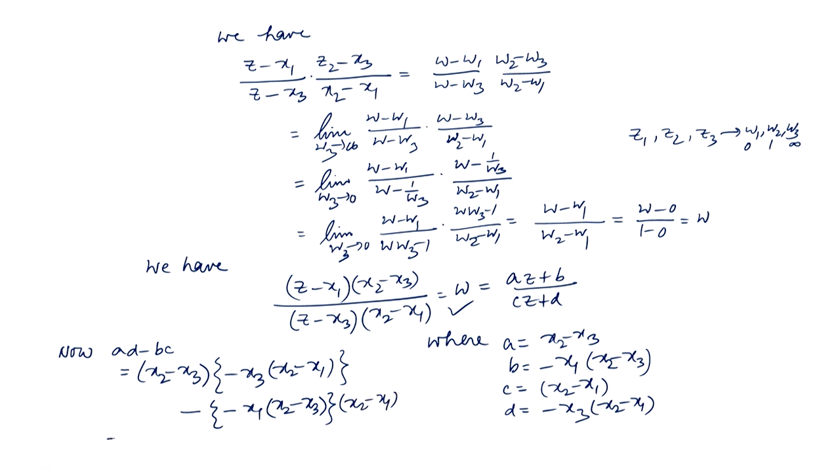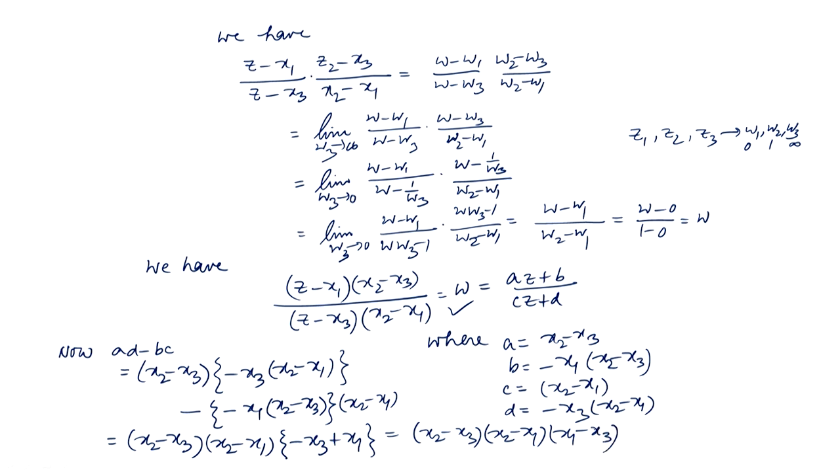So here I can take (x2 minus x3) and (x2 minus x1) common. Then what we get is minus x3 plus x1. So we get (x2 minus x3)(x2 minus x1)(x1 minus x3), which is not equal to 0 because x1, x2, x3 are distinct.